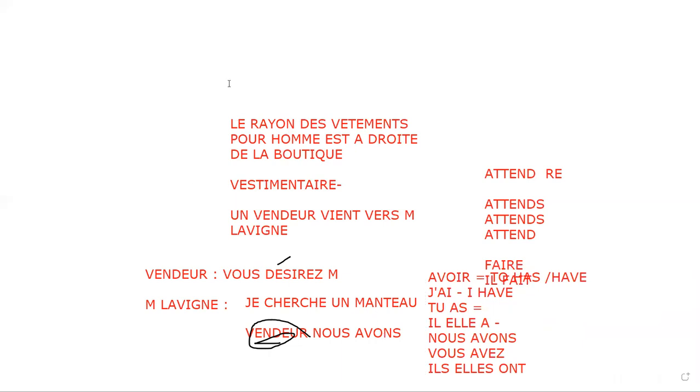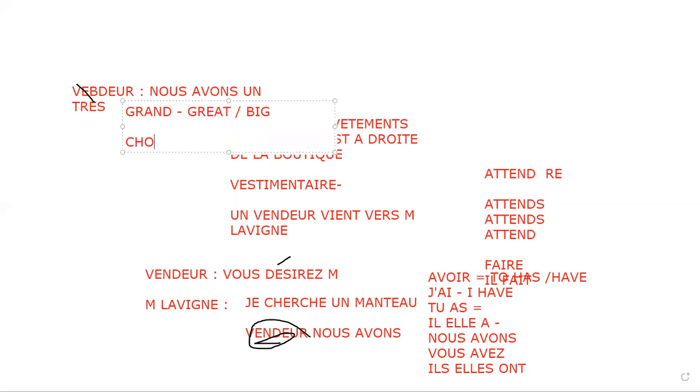Now for example, the vendeur is saying, nous avons un très grand choix de manteaux. What is très? Très is very. Grand choix, a great choice. What is grand? Grand, we have big and great. A grand choix. Choix, we have a choice.